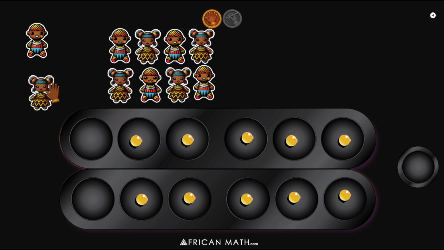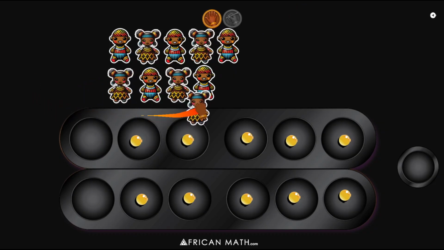Counting on from 8, we have 9. Is 9 odd or even? Are you seeing the pattern? I wonder if you said 9 is an odd number, you're correct, because we have a friend here who is the odd one. Counting on from 9, we have a friend that we're going to make 10. Okay, so now we have 10 friends.